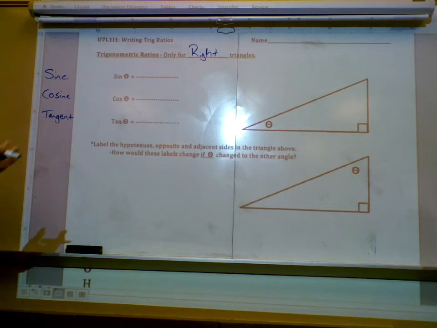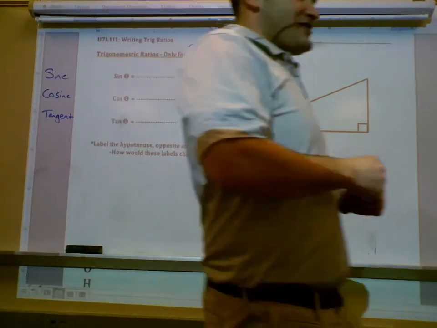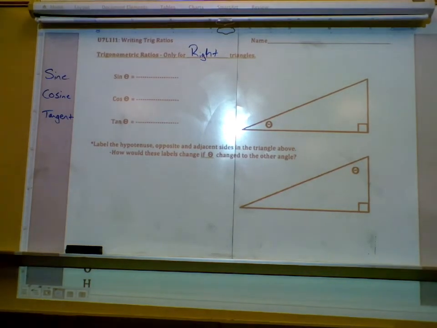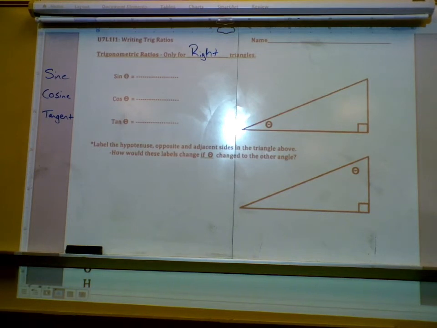Now, from what we did yesterday, sine, cosine, and tangent. If I have a triangle where the angles are the same, what do we know about the sine ratio in those two triangles? They're the same. If I have a triangle where two angles are the same, but the sides are different, what do we know about the cosine ratio? It's the same.